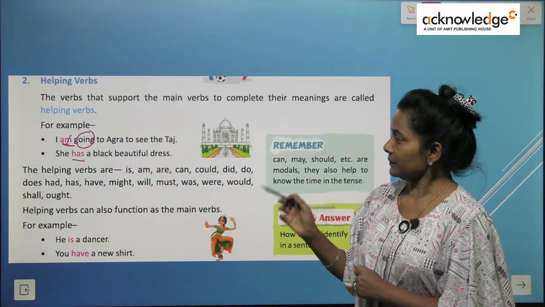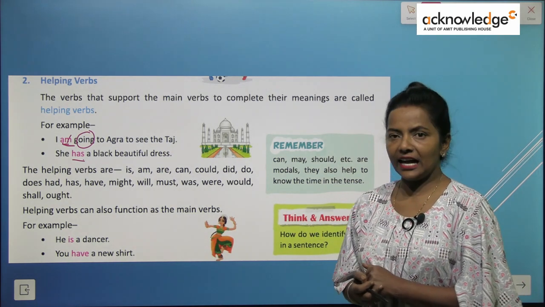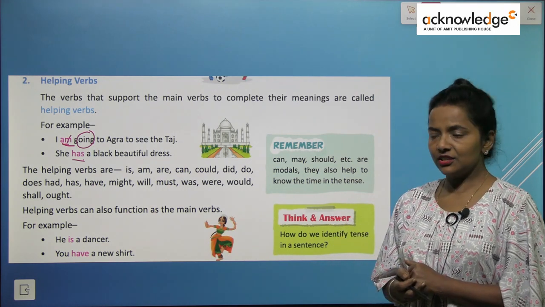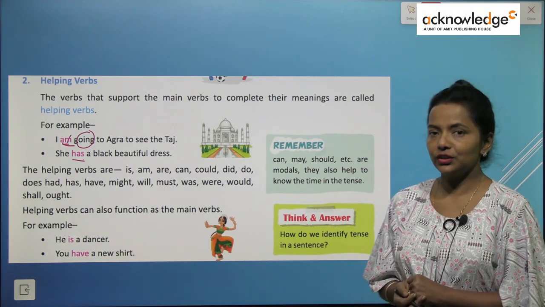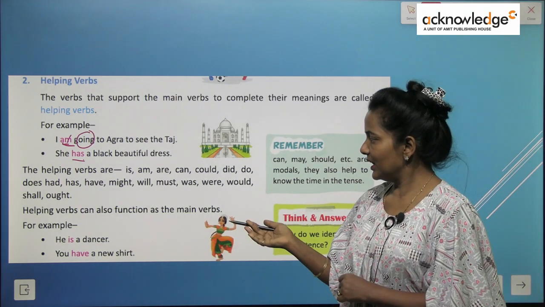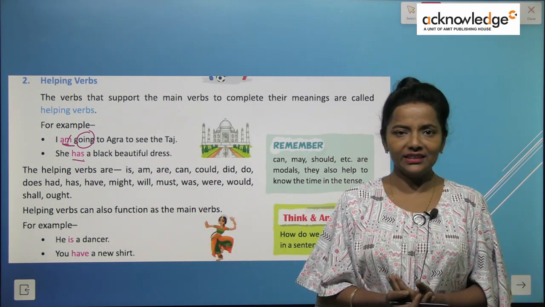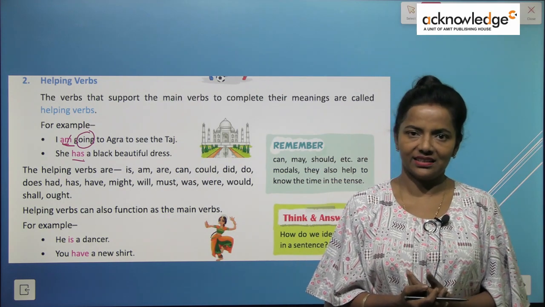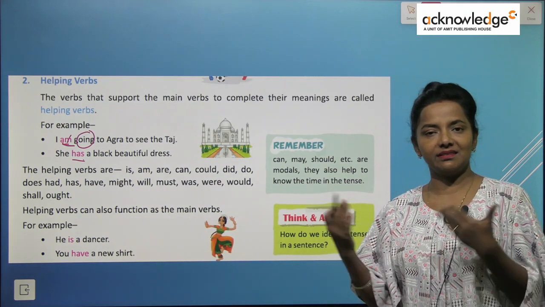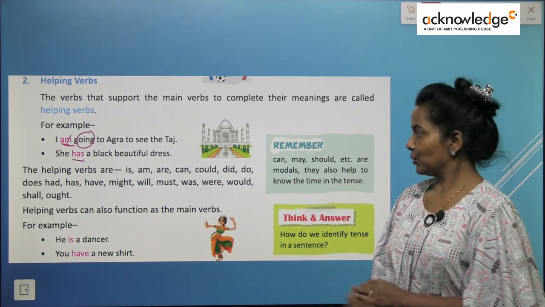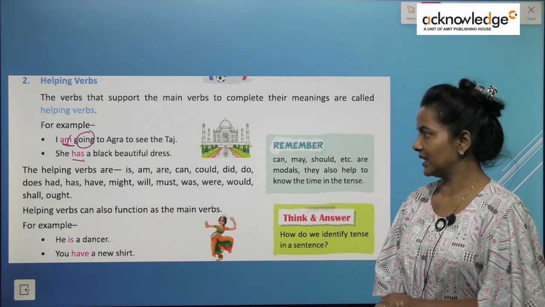Fine? The helping verbs are is, am, are, can, could, did, do, does, had, has, have, might, will, must, was, were, would, shall, ought. There are so many helping verbs which are being used with the main verbs to complete the meaning of the sentence. तो इन वर्ड्स को अच्छे से पढ़िएगा, लर्न कीजिएगा कि हेल्पिंग वर्ब्स कौन कौन से होते हैं.